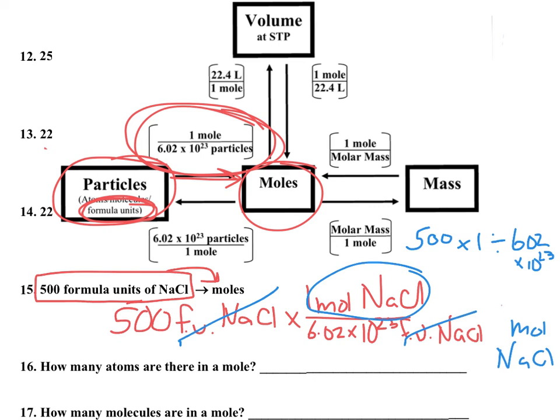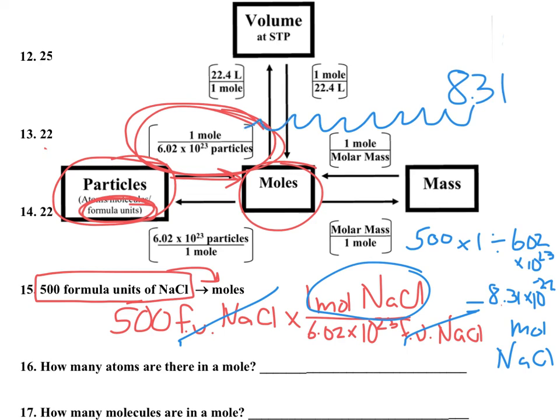Now, let me make some room to write this. My equal sign was a little too close. So when I put that in my calculator, I end up getting 8.31 times 10 to the negative 22nd moles of NaCl. That is a very small number. Remember, if it's to the negative 22nd power, you're going to move to the left 22 decimal places, okay? That's a really small number, 0.0 with 21 zeros, then 831. That is extremely small. But in the end, that's how many moles you have. A very small amount when you only have 500 tiny formula units of salt, sodium chloride.